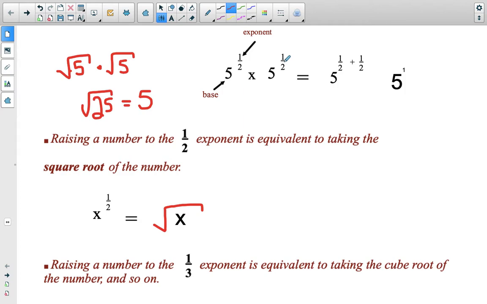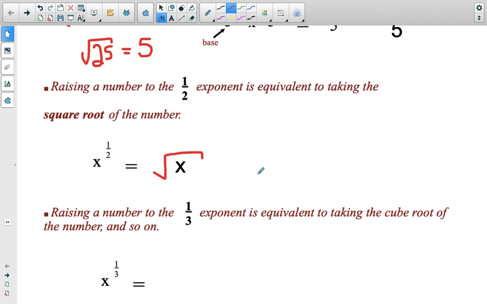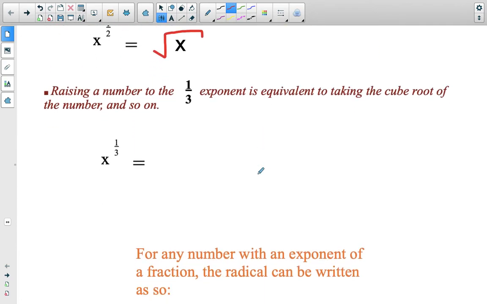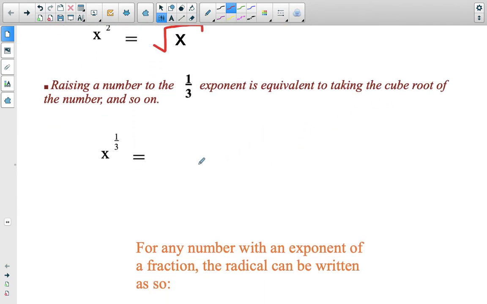So that's where this relationship comes from, is that the square root and 5 to the power of 1/2 mean the exact same thing. Okay, so if I take and raise a number to the power of 1/3, it's the same thing as taking the cubed root of that number. So in this case, x to the power of 1/3 is the cubed root. Well, I take the cubed root by representing it like this. Sorry, the cubed root of x. So that's what it means.